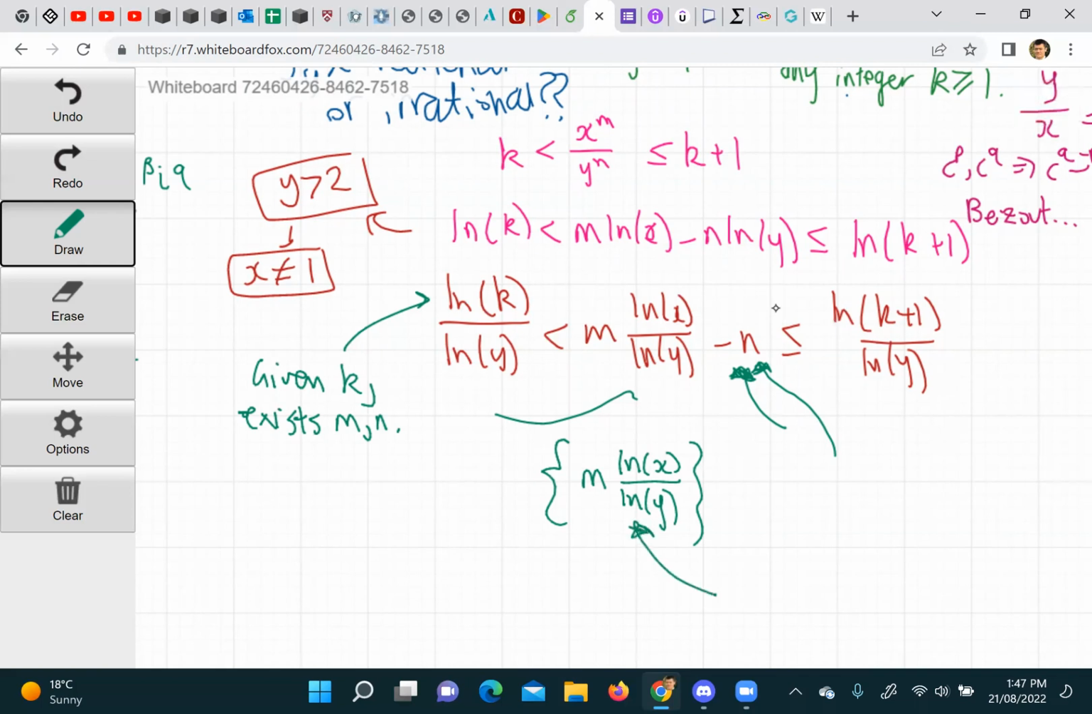So now, what do you know about log x over log y? Nothing. Absolutely nothing. Wait, it's a number. Isn't it less than 1? It's irrational, and yes, this number is less than 1. We've agreed with you.